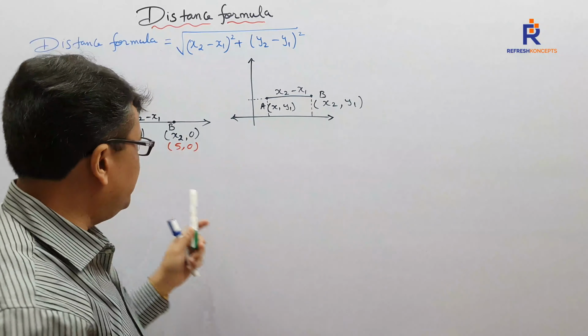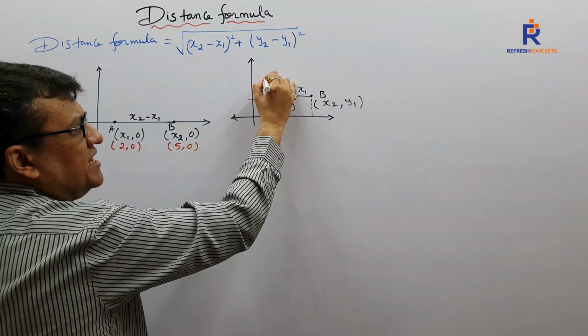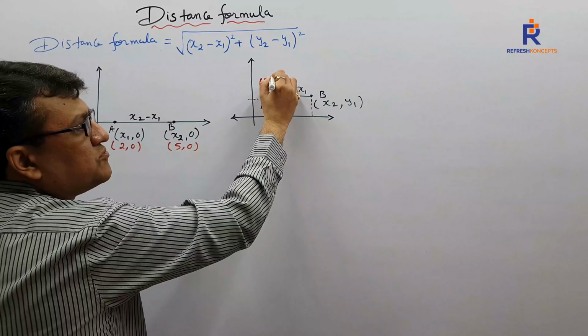Those who want to understand the way in which I made you all understand here, let me say point A has coordinate, say, 2 comma 1.